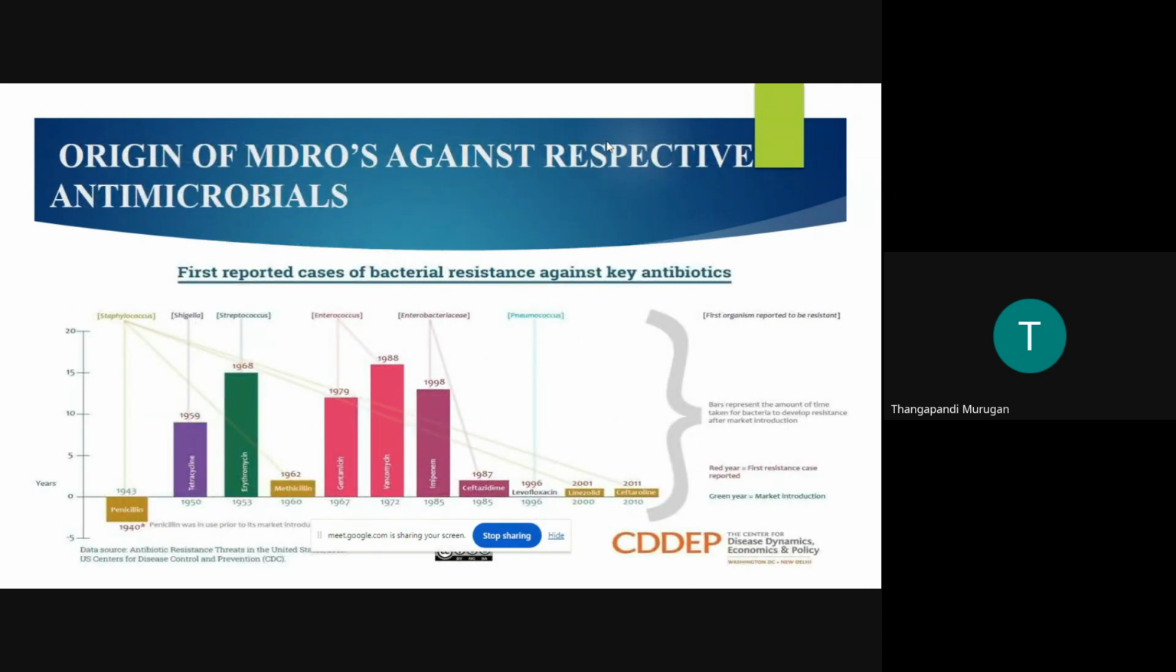Here we can see many important antibiotics that were invented in some year and then got resisted. It shows the first time they identified that a particular antimicrobial agent was resistant for a particular organism. You can see that penicillin was invented in the year 1940 and became resistant in the year 1943.